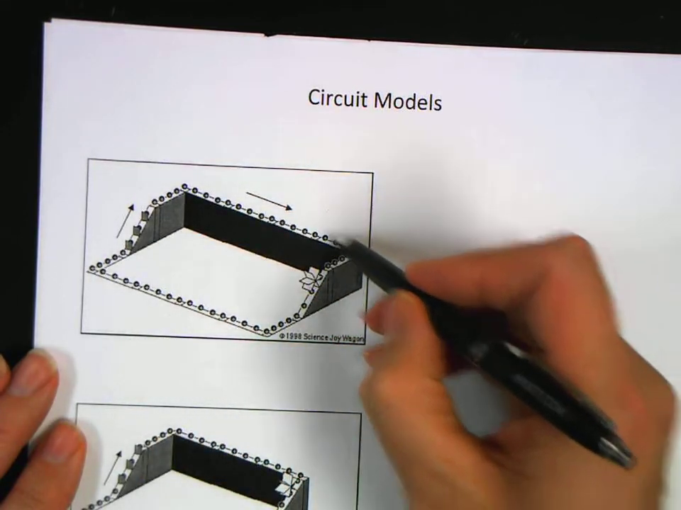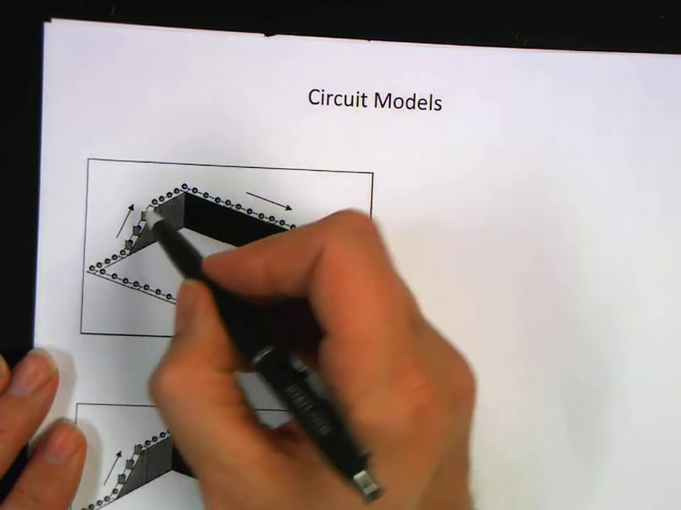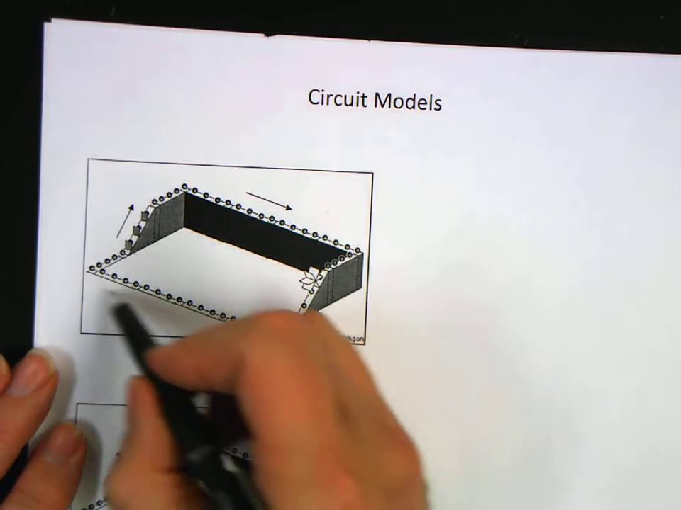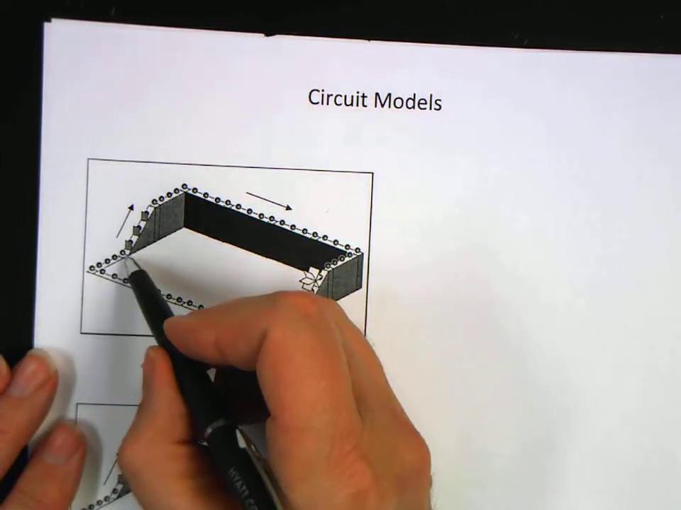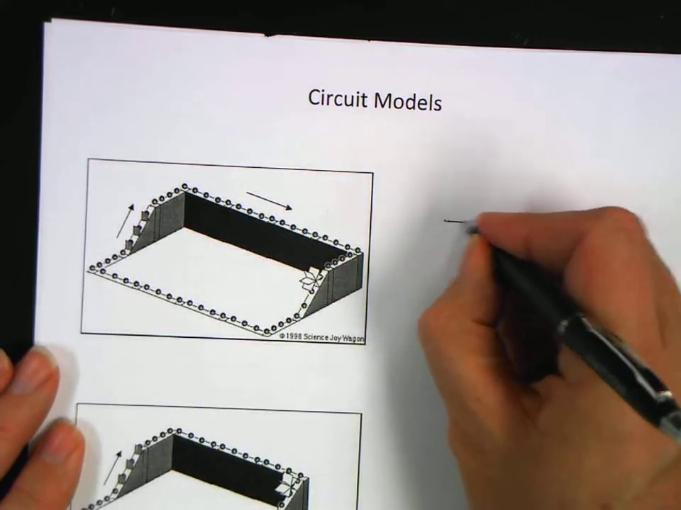Now notice, all of this up here is on the second floor. That means it all has the same potential as the top of our escalator. Down here, this is all on the ground floor. This is all at the base of the escalator. Now, our escalator represents a battery.